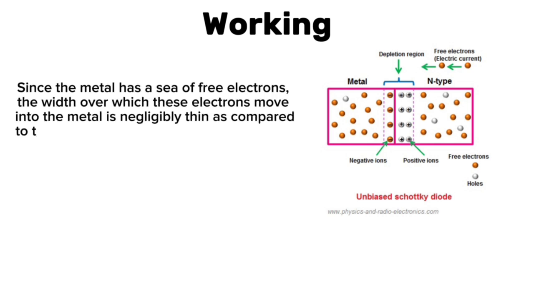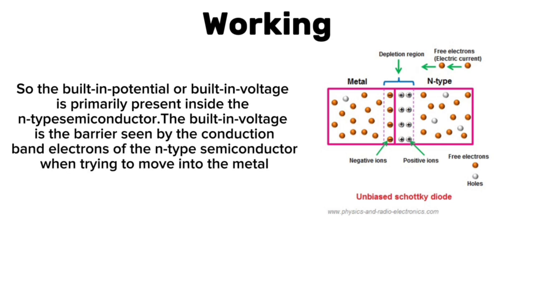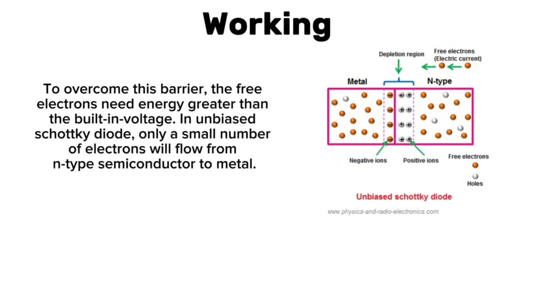Since the metal has a sea of free electrons, the width over which these electrons move into the metal is negligibly thin as compared to the width inside the N-type semiconductor. So the built-in potential, or built-in voltage, is primarily present inside the N-type semiconductor. The built-in voltage is the barrier seen by the conduction band electrons of the N-type semiconductor when trying to move into the metal. To overcome this barrier, the free electrons need energy greater than the built-in voltage.